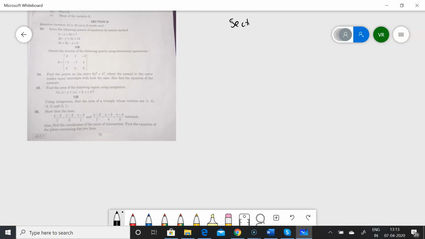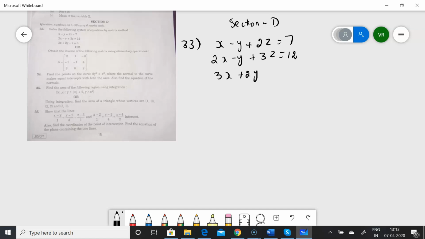Section B, 33rd problem. Solve the following system of equations by matrix method. X minus y plus 2z is equal to 7. 2x minus y plus 3z is equal to 12. 3x plus 2y minus z is equal to 5.